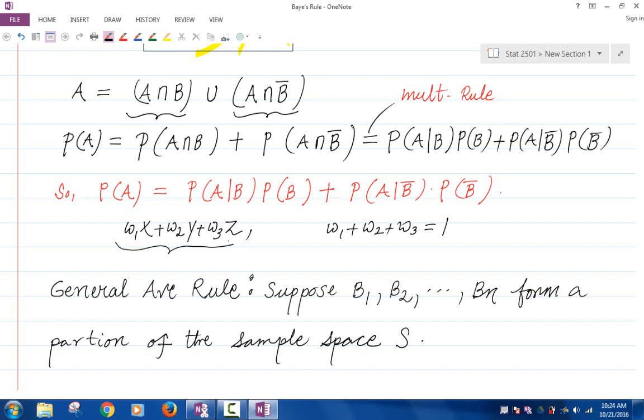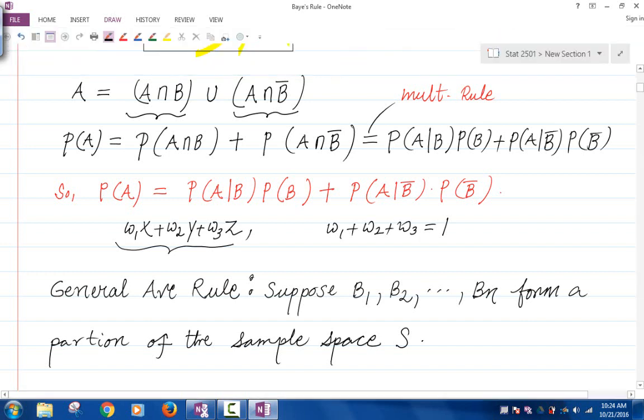So you can think of W1 as the relative frequency of x. That is, W1 is the proportion of times x occurs in the data. W2 can be thought of as the proportion of times y occurs in the data, and W3 is the proportion of times z occurs in the data. Is that making sense? So then this quantity is the weighted average of x, y, and z. Is everybody okay?